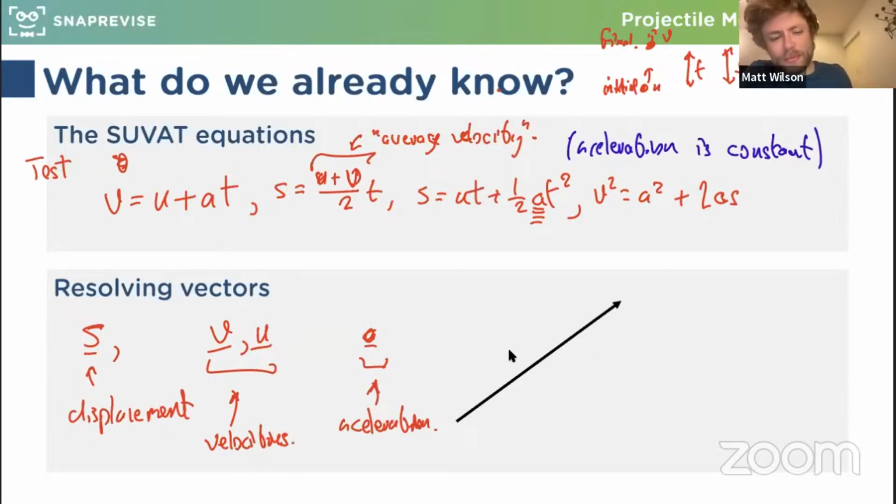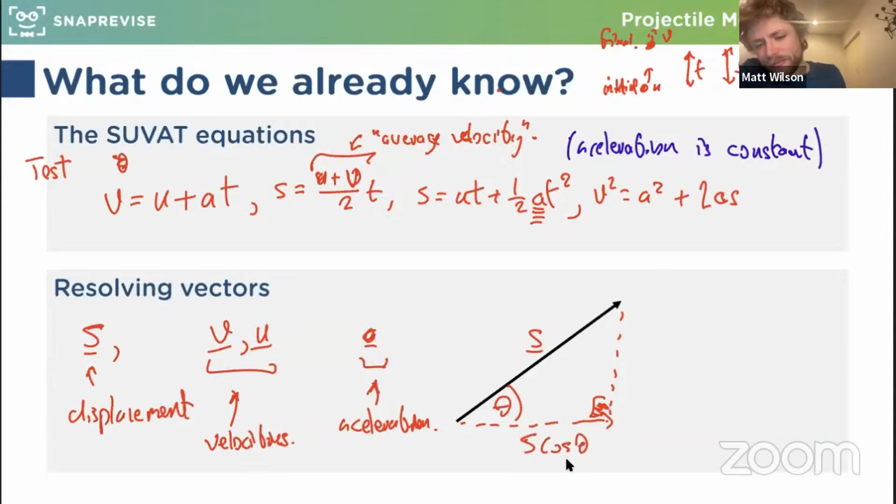Okay, so for instance, let's imagine I have a displacement vector here, S, and I want to use SUVAT in the horizontal direction. Then what I'll need to know is, for instance, this angle here, assuming this is a right angle, and then I'll know that this distance down here is going to be S cos theta. Similarly, if I want to use vertical SUVAT, I'll have to find this vertical displacement, and that will be S times sine of theta. And when you want to do proper vertical and horizontal SUVAT, you just need to do this for every quantity. And that's what a lot of today is going to be about.